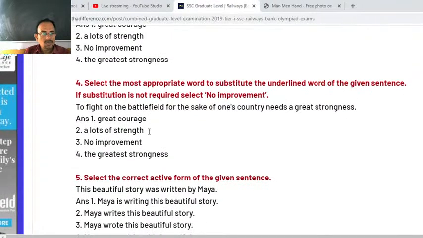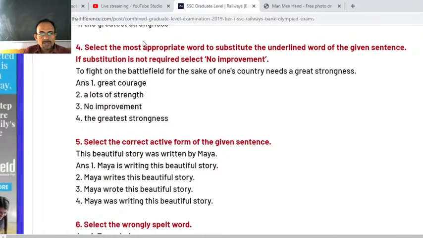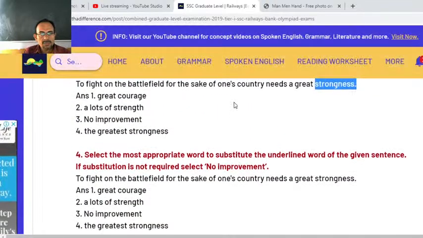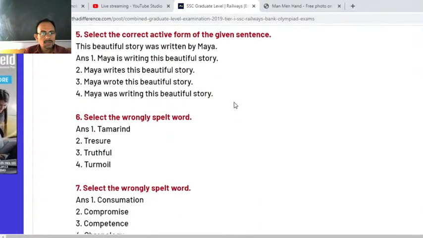Okay, now let's move on to this one. You tell me, underlined word. This is over. It's repeated. It seems okay.